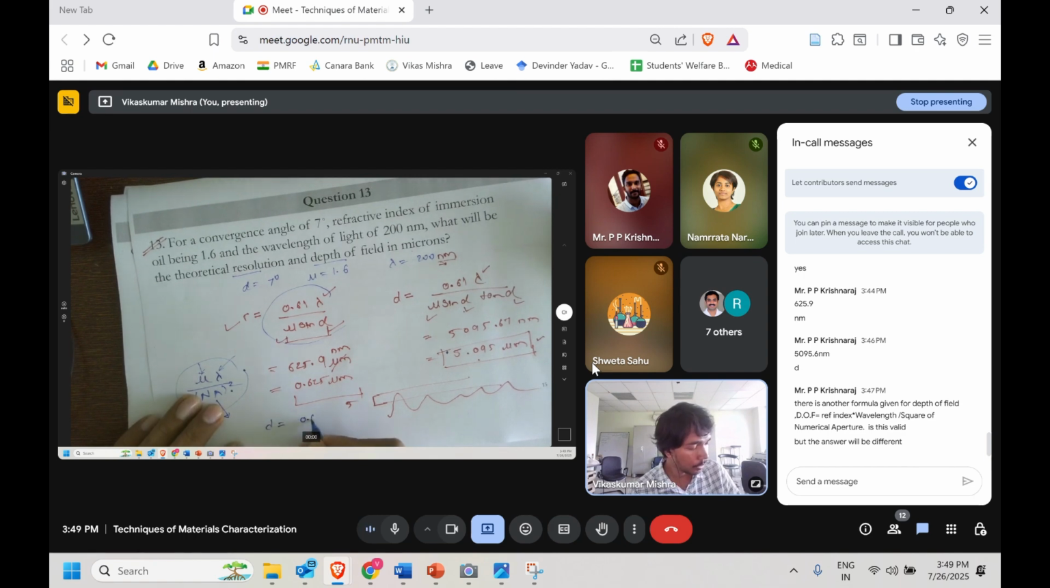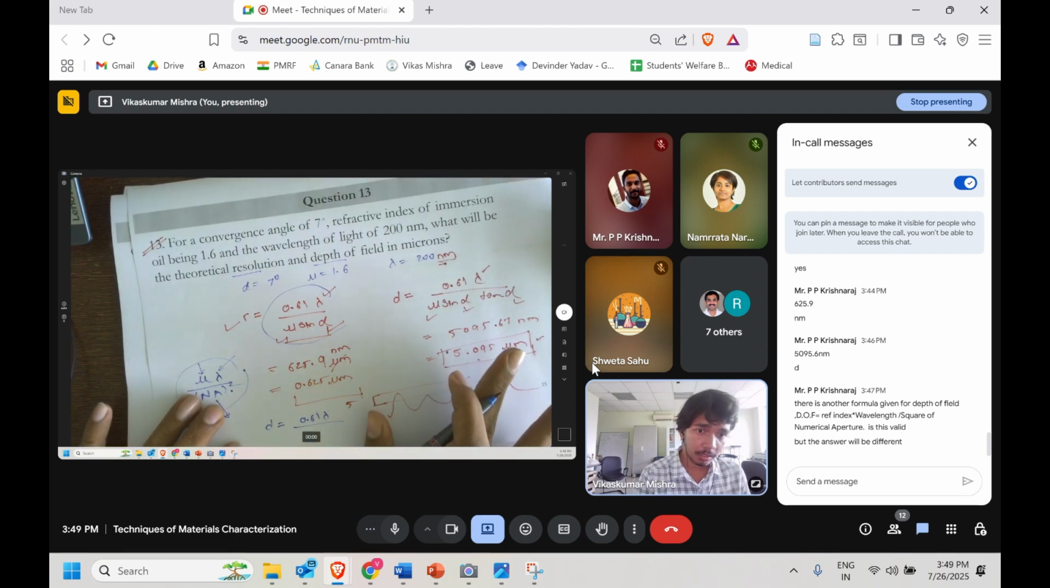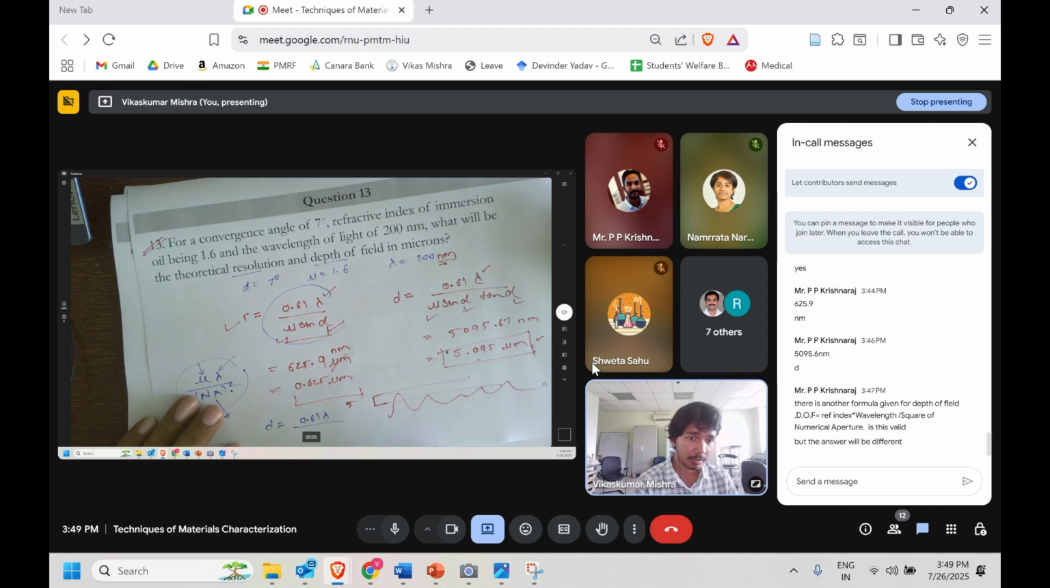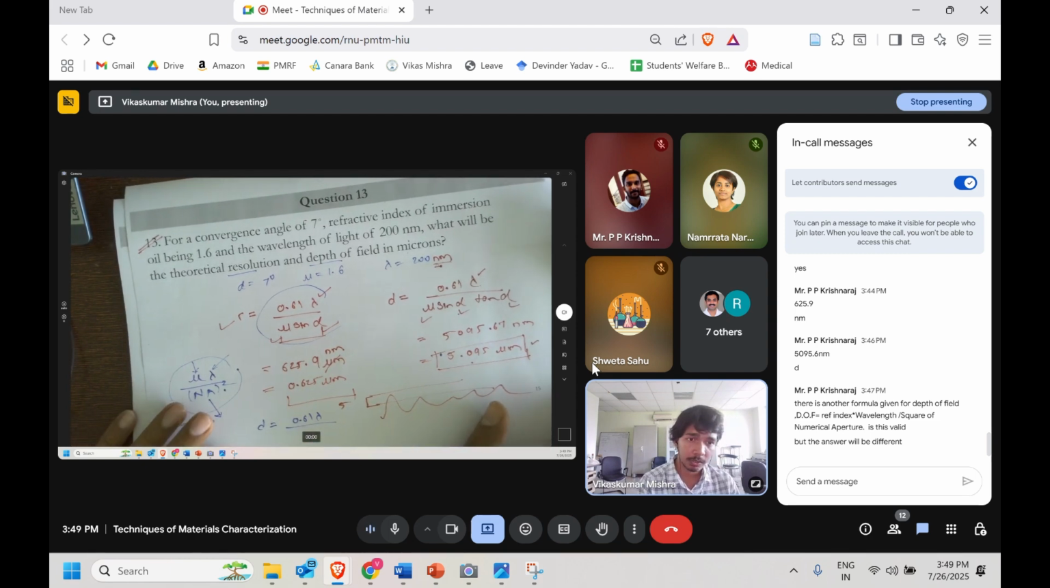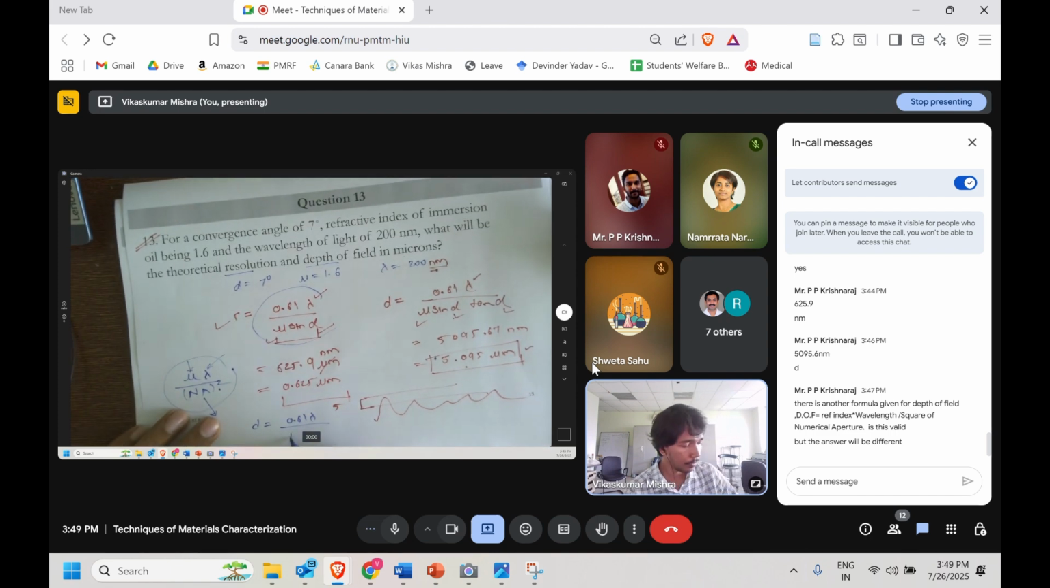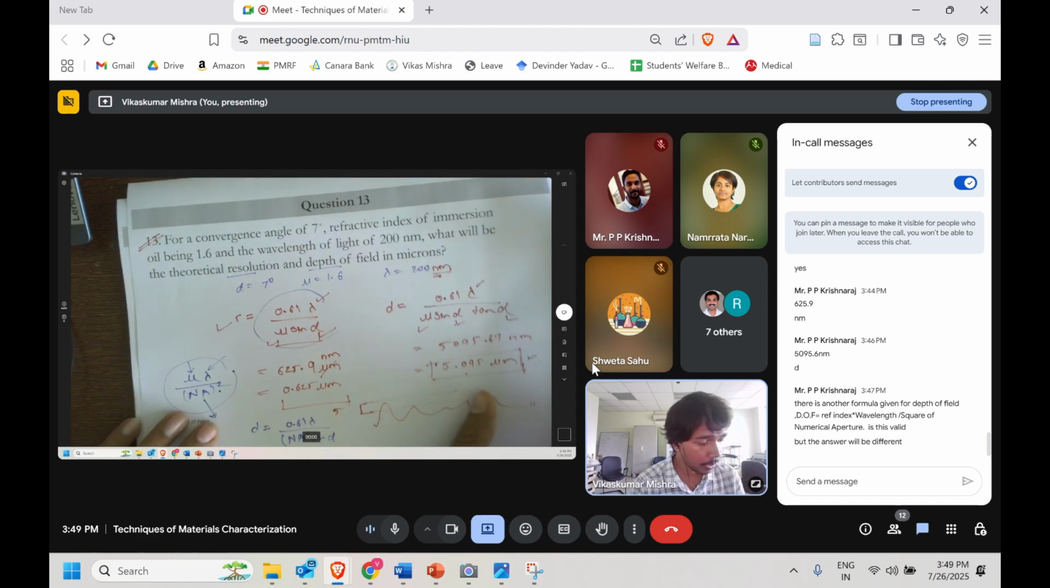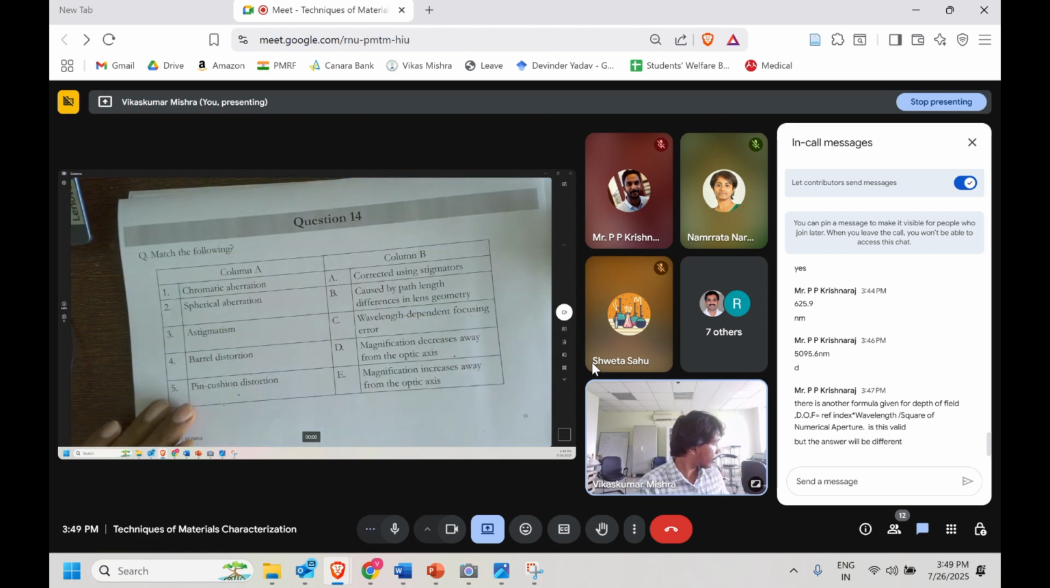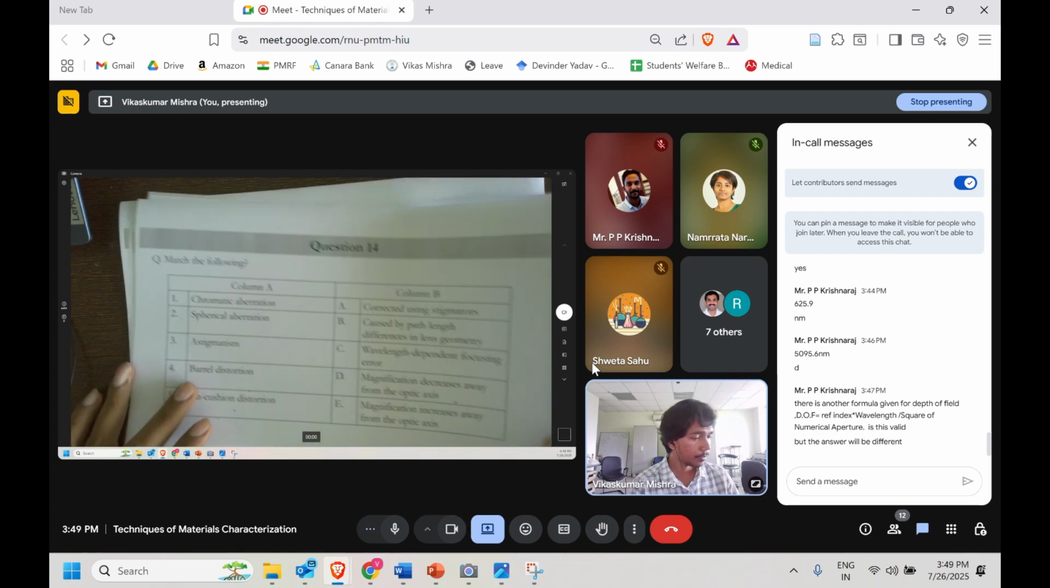D is equal to 0.61 lambda divided by. Can you tell me what answer you are getting? Like how much they are deviating? Because the same formula, based on the different microscopy, deviates, but the deviation should not be too much. Okay, we'll try to work it out. Let's go ahead to question number 14 for the time being.